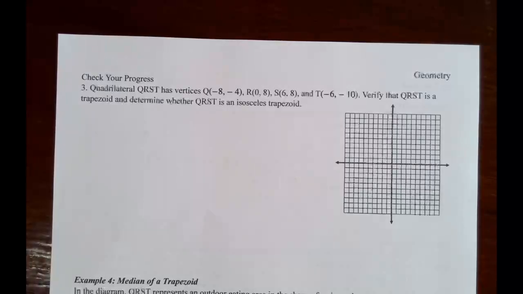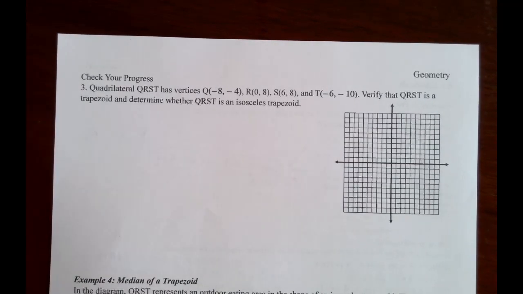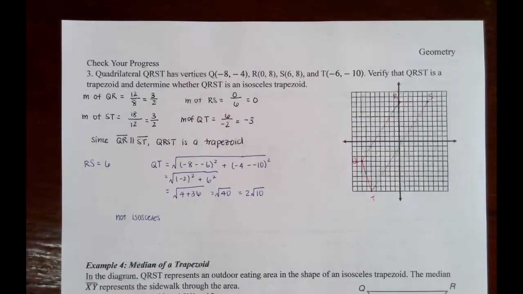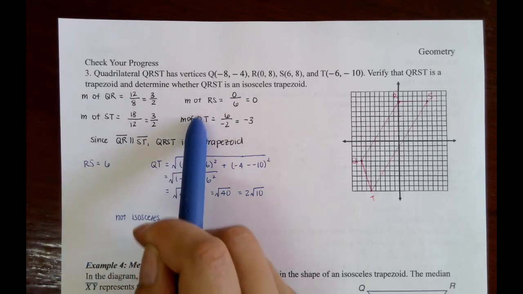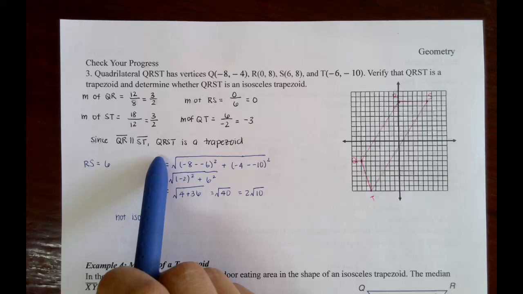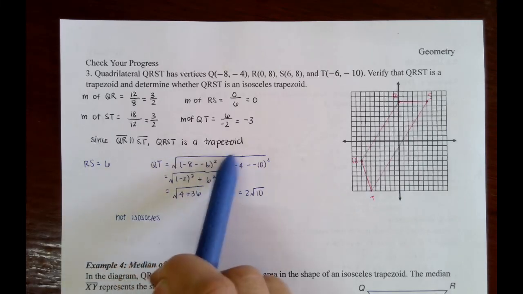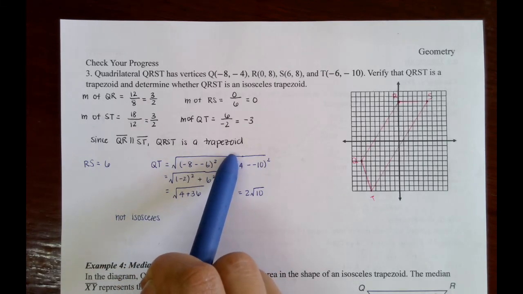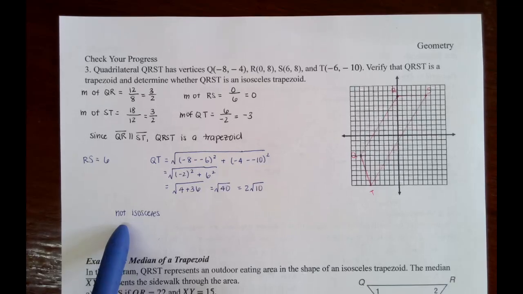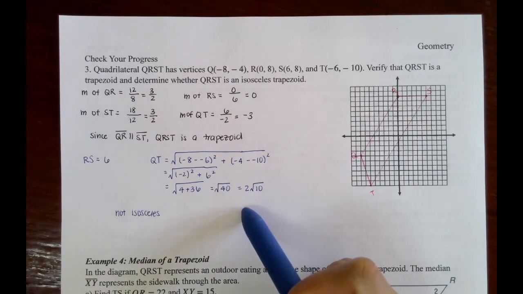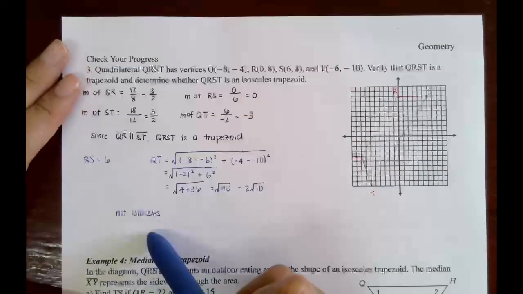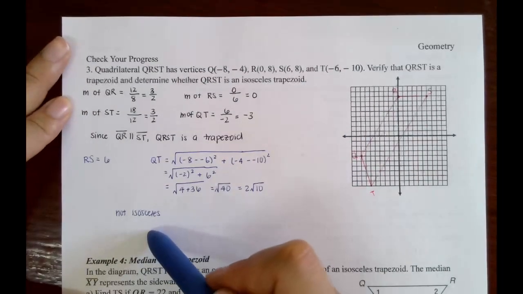Okay, so why don't you try CYP3, and then once you're done, come check your answer. Okay, this is what you should have gotten. So because QR is parallel to ST, but RS and QT are not parallel, there's only one pair of parallel sides that makes QRST a trapezoid. However, it is not an isosceles trapezoid because RS is 6 and QT is 2 square root of 10 in length. And so because these legs are not congruent, it is not an isosceles trapezoid.